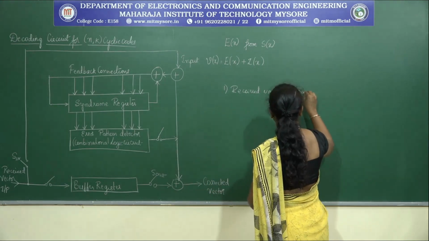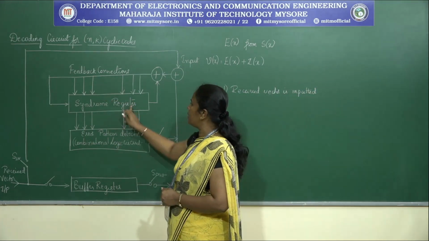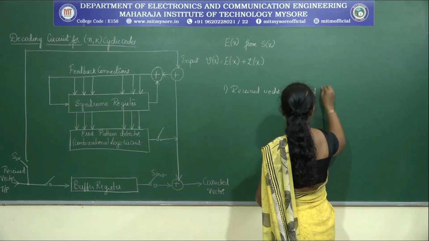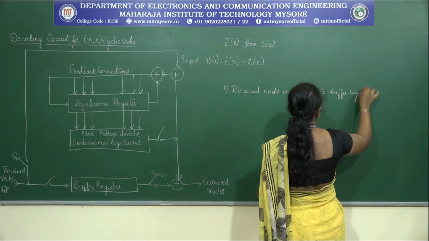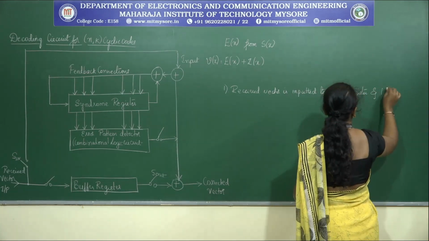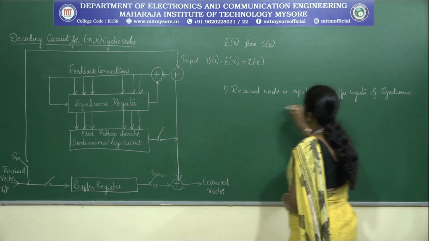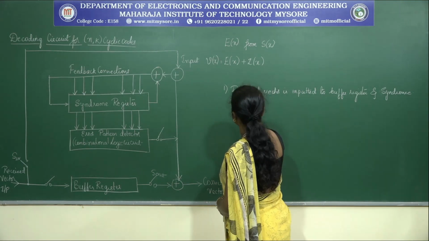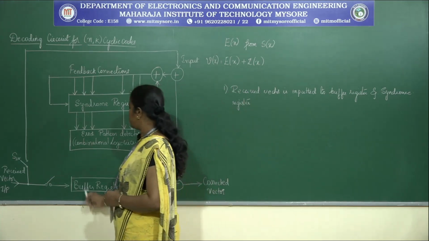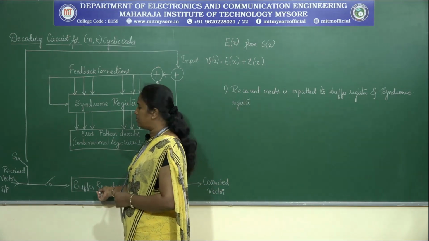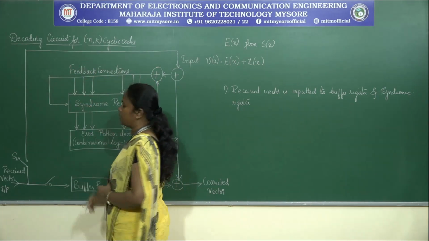The received vector is given as an input both to your buffer register and to your syndrome register. So whatever received vector you have, it will be stored in the buffer register as well as given as an input to your syndrome register.